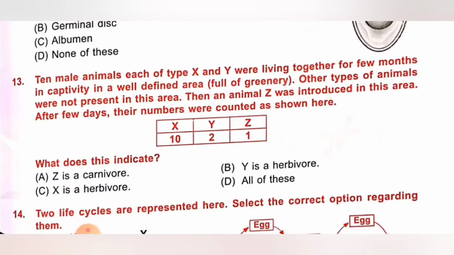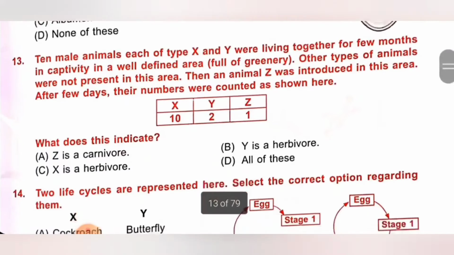So option D, all of these. Z is a carnivore, Y is a herbivore, and X is also a herbivore. So all of this is the correct option.